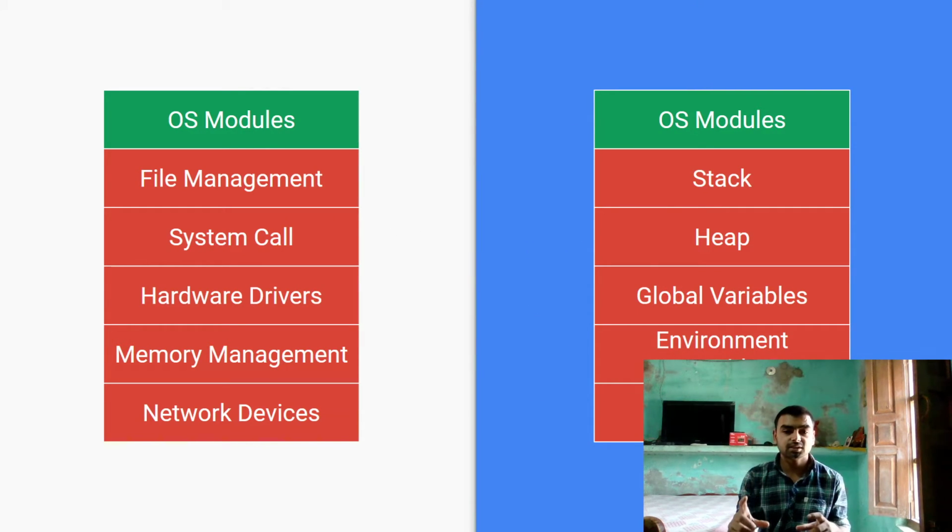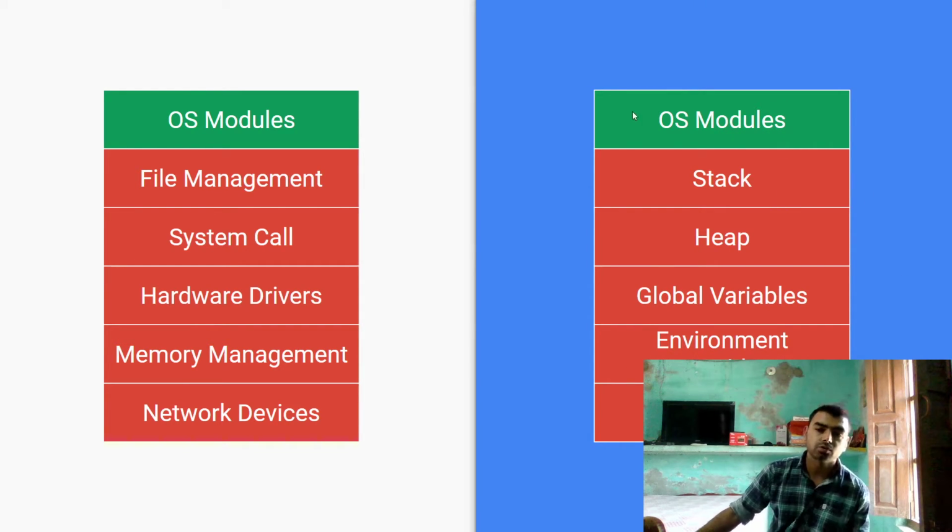So there is a memory portion that gets created in the RAM whenever a program is run. Onto the right side, we have the program memory that is allocated by the operating system, and onto the left side, we have the operating system modules that our program can use. I will be discussing the right side first of all. On the top, we have OS modules.